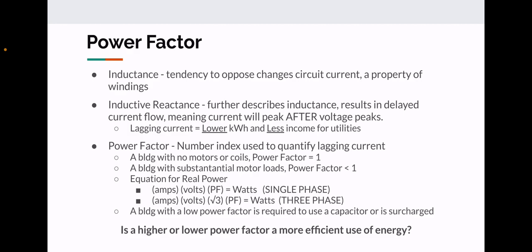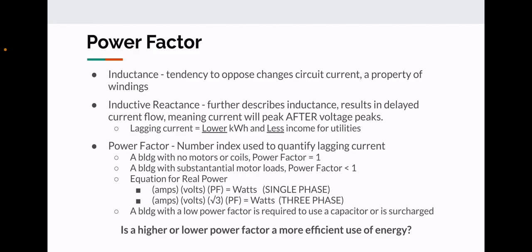And the same for three-phase, except you have to factor in that square root of 3 for the 120 degree space between them. A building with a lower power factor is actually required by utility companies to use a capacitor, or they get a surcharge. The reason for that is we're going to go to our question. Is a higher or lower power factor a more efficient use of energy? The higher the power factor is, or the closer it is to 1, the more efficient the use of energy, which is why utility companies are going to be surcharging you if you have a lower power factor.